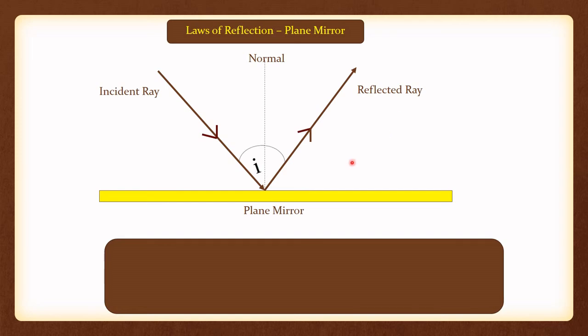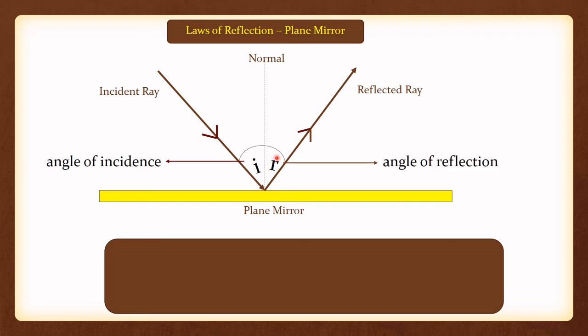Right. Angles. Here you can see I. I is known as angle of incidence, which means it is the angle between the incident ray and the normal. R. R is the angle of reflection, meaning the angle between normal and the reflected ray. With the help of these quantities, we can state two laws of reflection by a plane mirror.